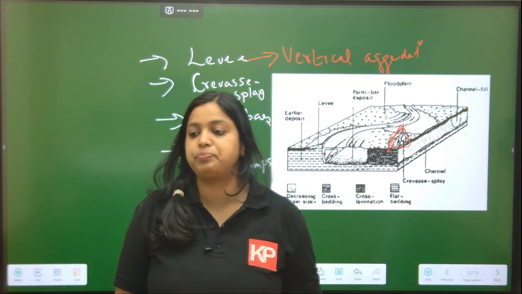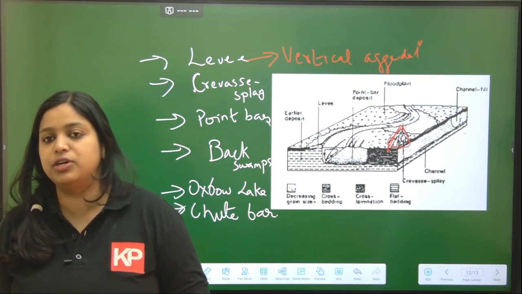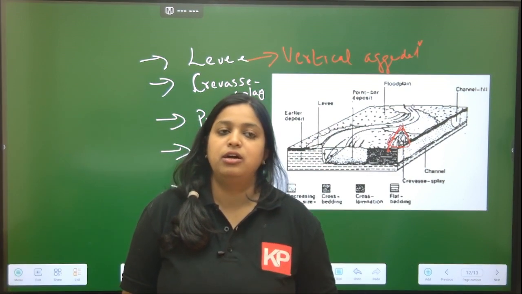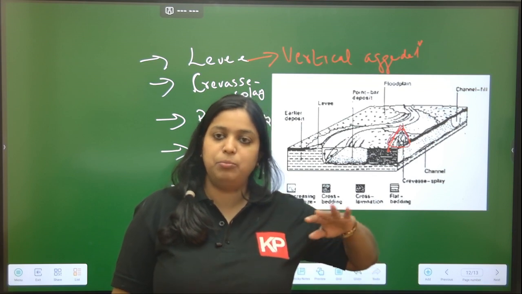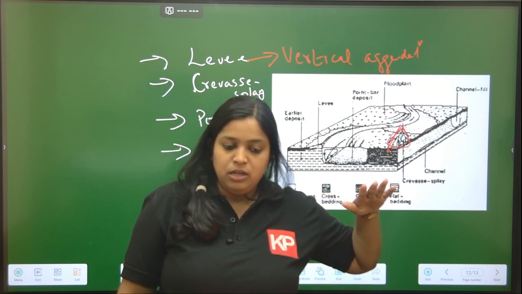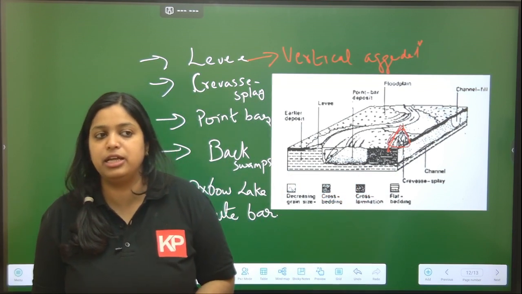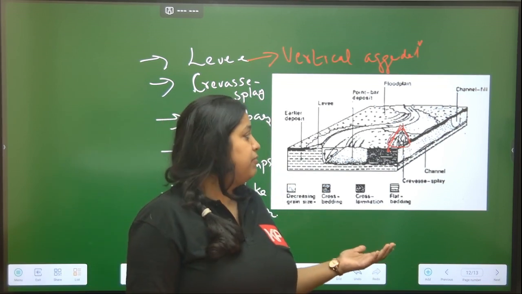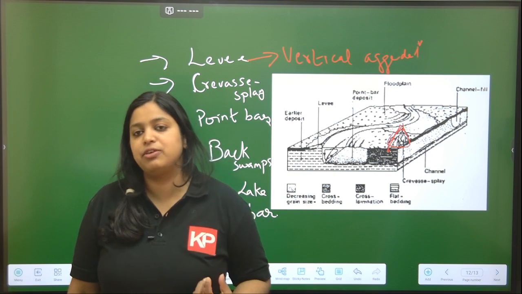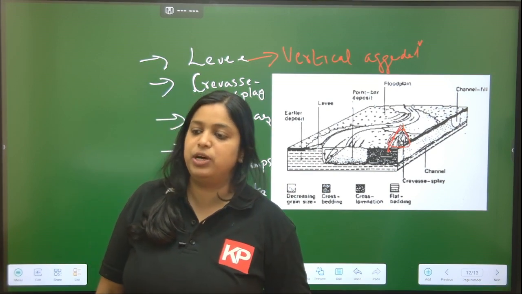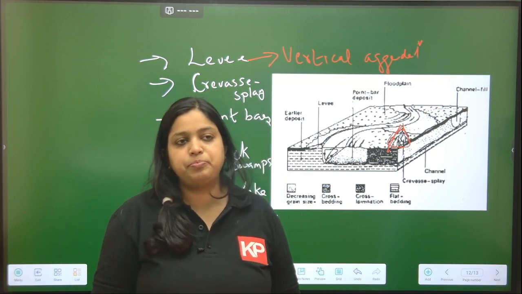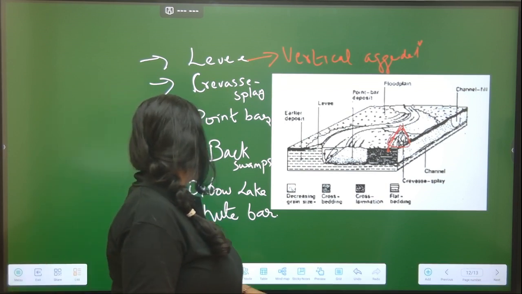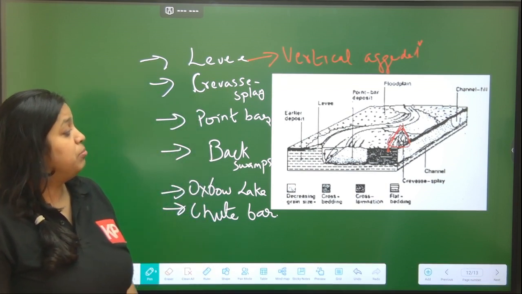Then beyond the levees, further in the floodplain, deposition happens in the lower gradient terrain, or the lowest level terrain. All the organic matter, everything will be deposited. Those are called back swamps. Then yeah, these are the major terminologies that are associated with a meandering channel.